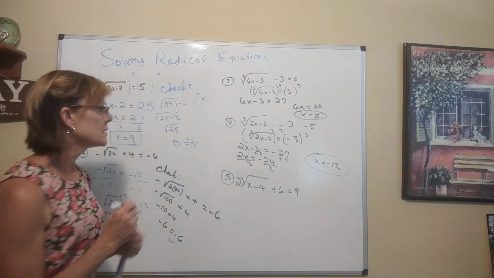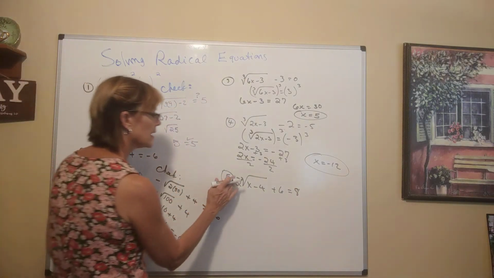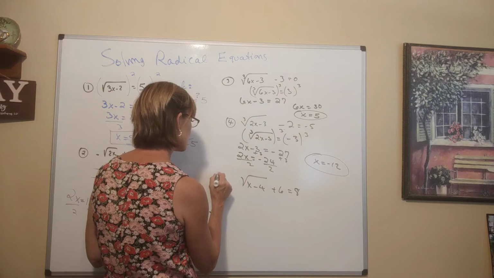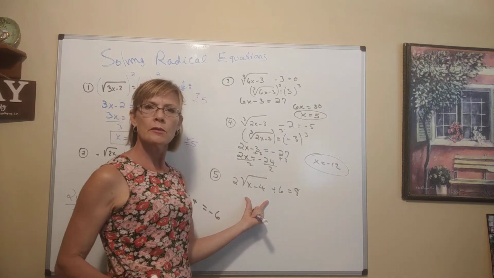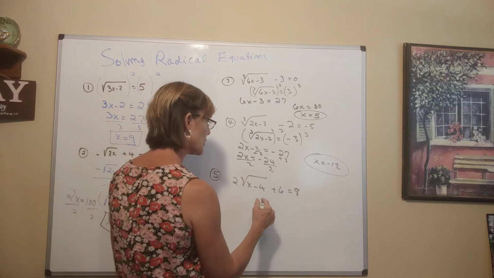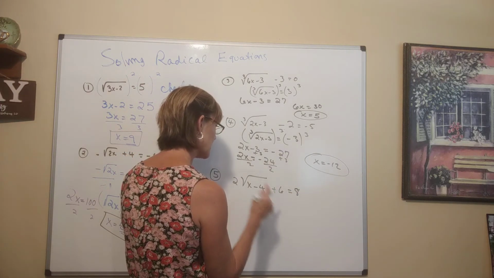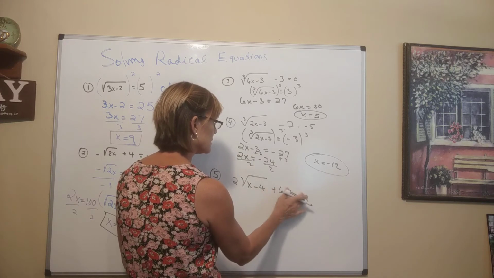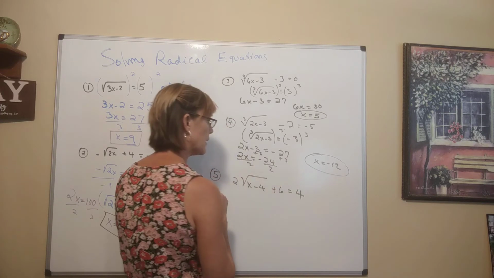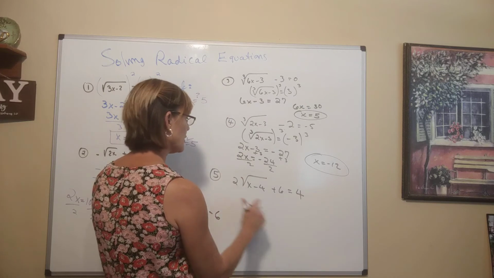Okay. So first thing to do is to isolate the exponential expression. This is 2 times this. We need to isolate the square root of x minus 4. So let's subtract 6 from both sides. Is that right? No, I want to make this 4. All right. Let's subtract 6 from both sides.